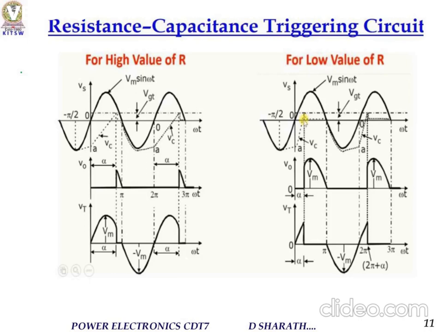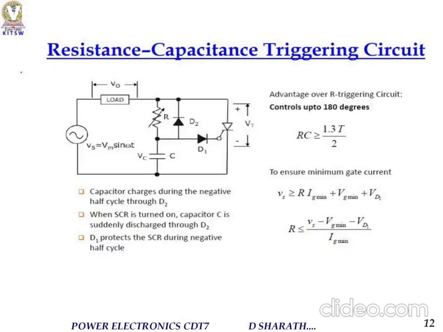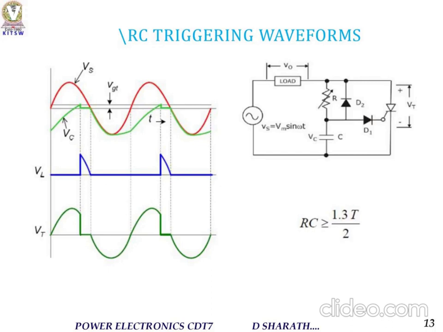We are going to get Vm as the maximum voltage, and Vt as the thyristor voltage. By this triggering, the capacitor charges during the negative half cycle, and when the SCR terminals trigger, the capacitor suddenly discharges through T2. So the advantages are: triggering control up to 180 degrees, with the RC condition less than 130, greater than 1.3 T by 2. To ensure minimum gate current, R is less than (Vs minus Vg min minus Vd) by 1 by 2.